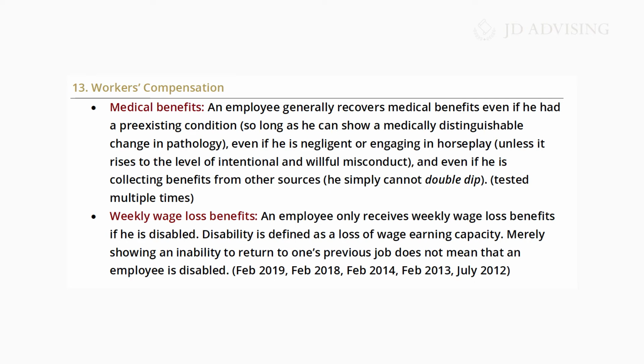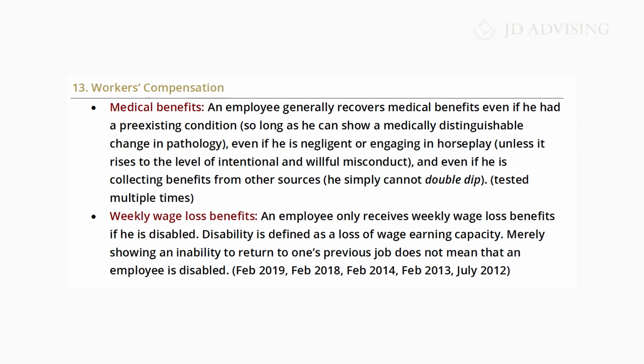Weekly wage loss benefits is their favorite thing to test, though. Remember that an employee will receive weekly wage loss benefits if they're disabled. Disabled has nothing to do with how you physically look or feel. Instead, it's just defined as a loss of wage earning capacity. So if you cannot earn your same wages that you could prior to the injury, then you may be considered disabled. Just showing you can't go back to your previous job does not mean you're disabled.